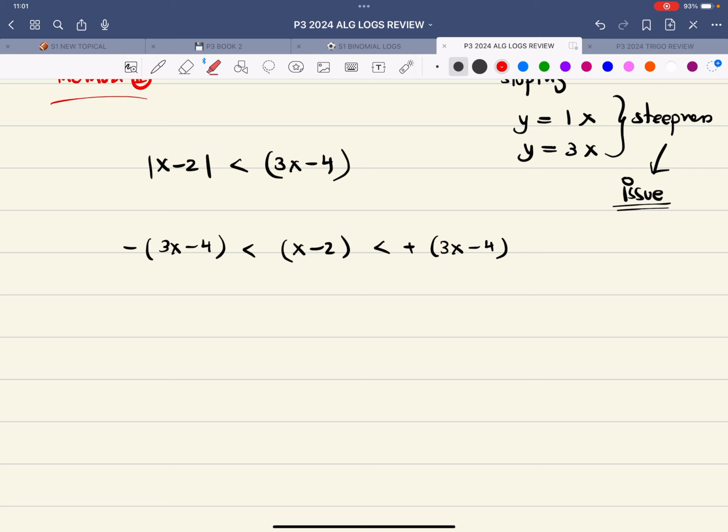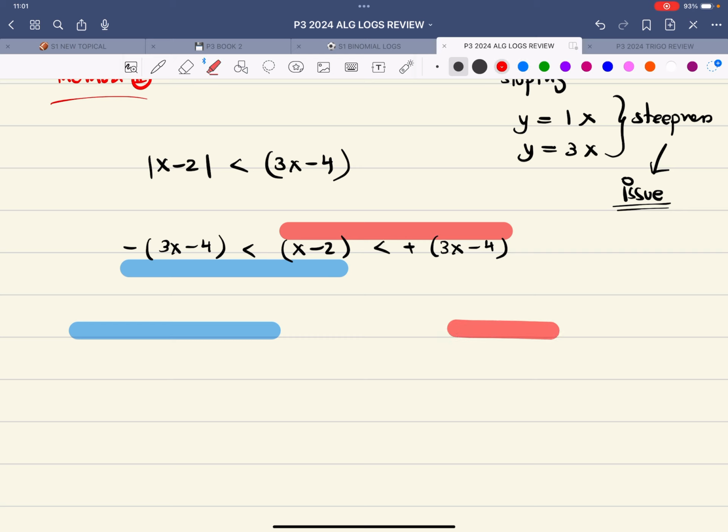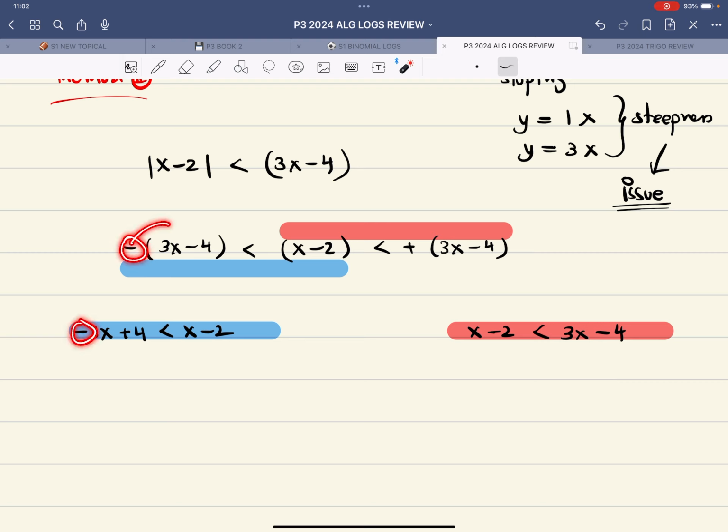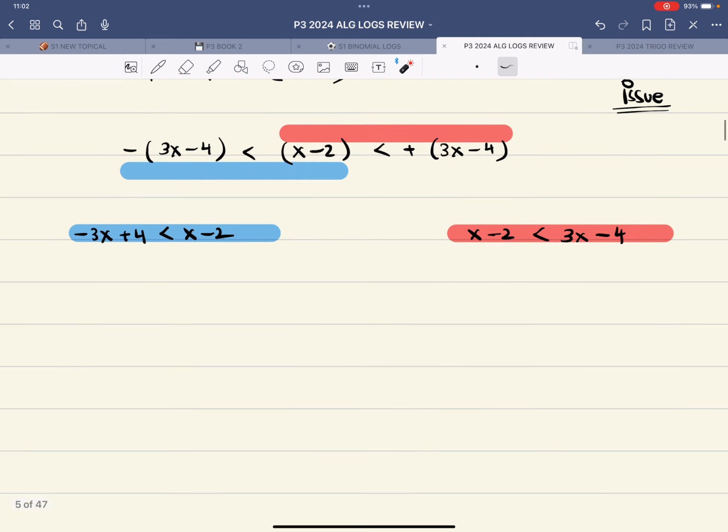Now, there are two things that I need to resolve. So let me shade this reddish thing, and let me shade this bluish thing. So let me solve this bluish on the left and this reddish on the right, and let's see how things go. So negative 3x plus 4 is lesser than x minus 2. And this is x minus 2 is lesser than 3x minus 4. So all I have done is to open this up with the negative sign, and this is what I get. It's always a good idea to double check.